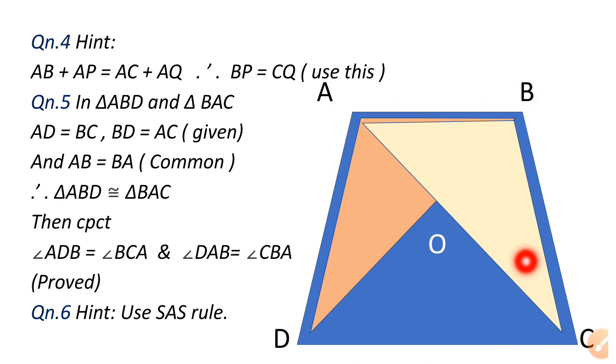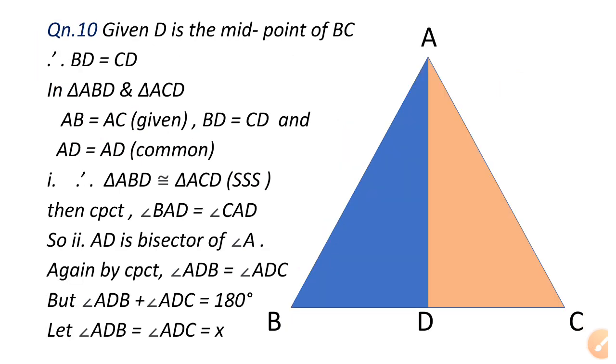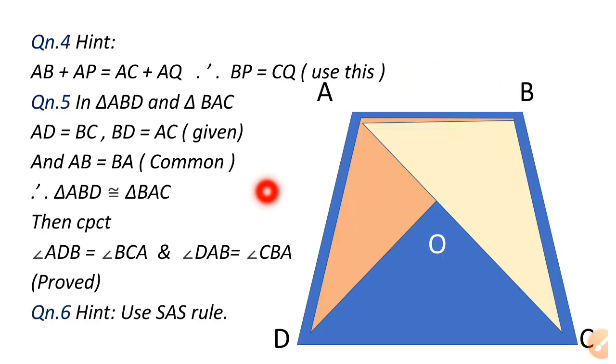So AD equals BC is given. And one more thing is also given, BD equals AC. So BD is the corresponding side of AC. Whenever we take BD, we have to take AC. So that's why it is written ABD, and in the place of BD, it is BAC.